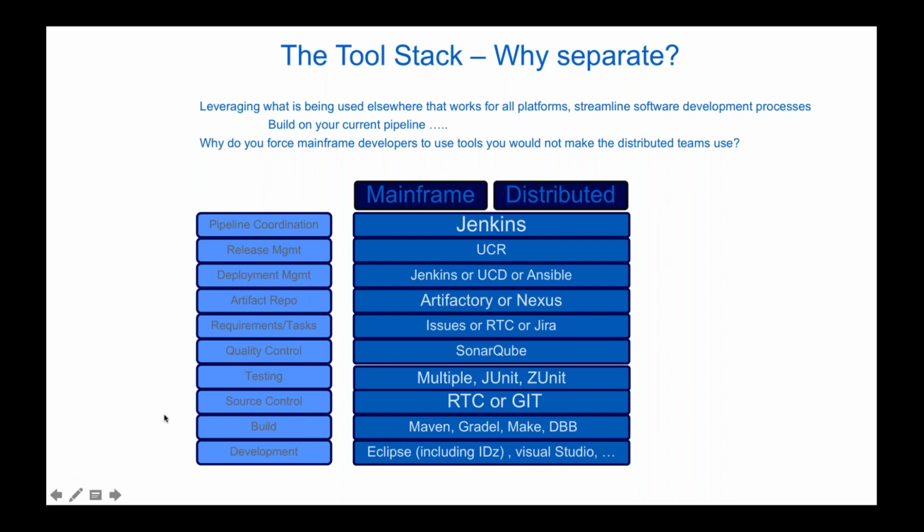If it doesn't make sense for them, why does it make sense for your mainframe team? Why don't they deserve the same kinds of capabilities? Why don't they deserve the same kind of functions? And another way to look at it, everybody keeps talking about this skills shortage. There aren't enough mainframe developers. Well, if I have the same tool stack, what's so hard?